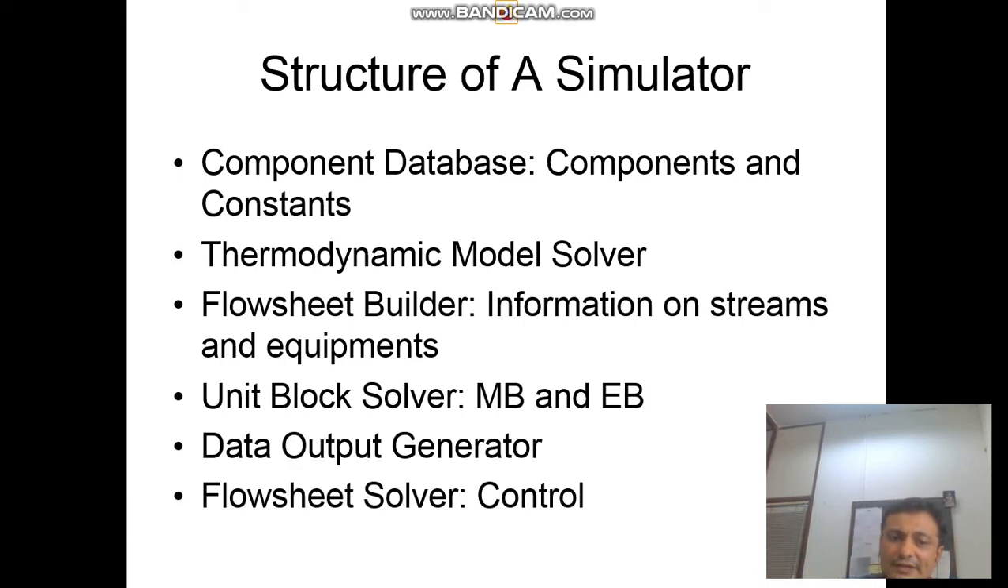Fifth one would be data output generator. So once the simulation is done, you want to generate the data. Whether you want the data in terms of a graph, in terms of a table with specific number of properties, specific units, is what a user has to decide.